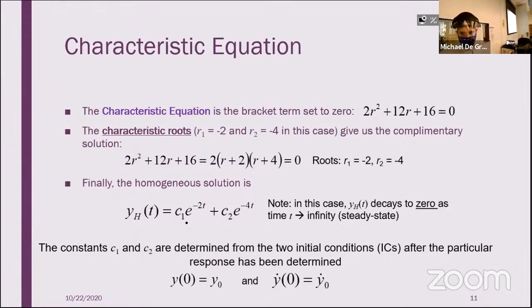The constants can be determined by the initial conditions, right? In this case, if we use y of 0 is equal to y naught, and y dot of 0 is equal to y dot naught, we can then solve for our constants.